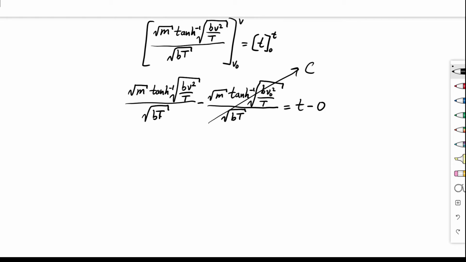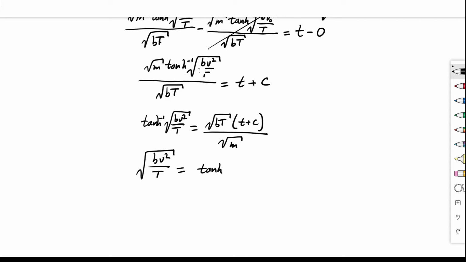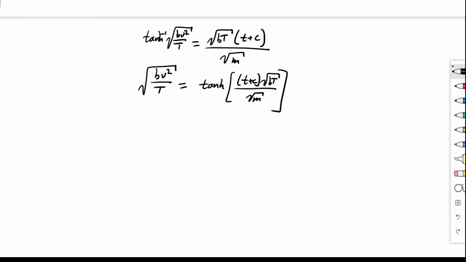We can then just solve for velocity by multiplying by the square root of b over t and dividing by square root of m, and undoing this inverse with a hyperbolic tangent and getting v by itself with more algebra. Square both sides and multiply by t, divide by b and square root both sides. Now we have velocity as a function of time. V of t equals hyperbolic tangent of t plus c times square root of b over t divided by square root of m, all of this multiplied by the square root of t over b.